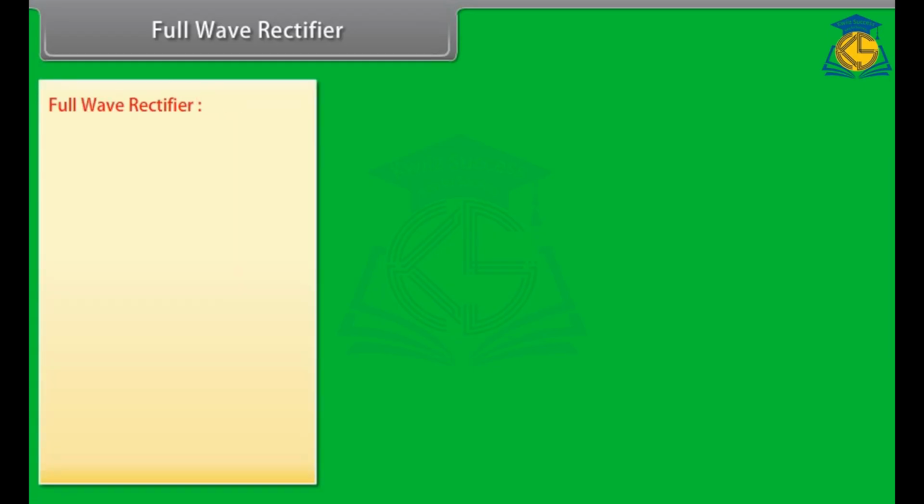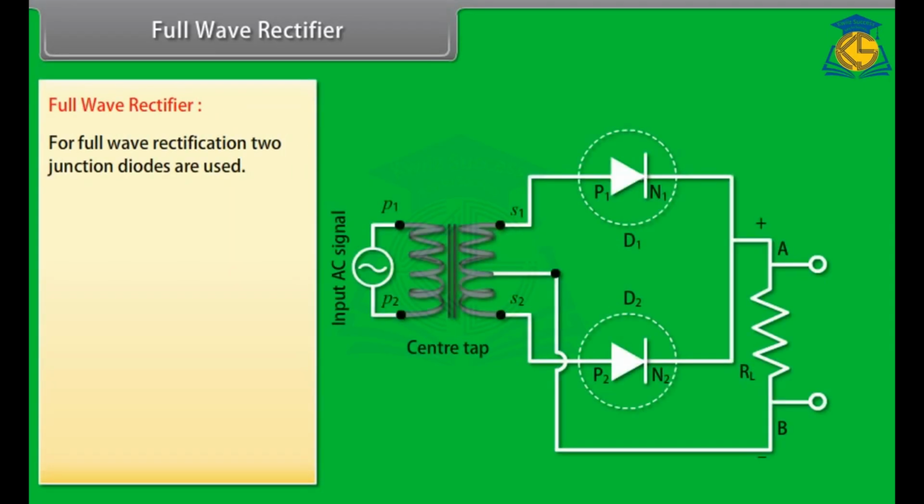Full wave rectifier. For full wave rectification, two junction diodes are used. It consists of two diodes, D1 and D2, whose N terminals N1 and N2 have been connected together.